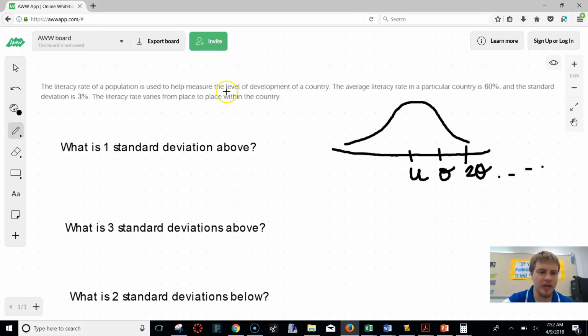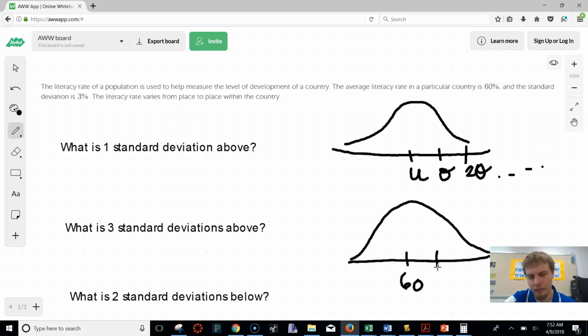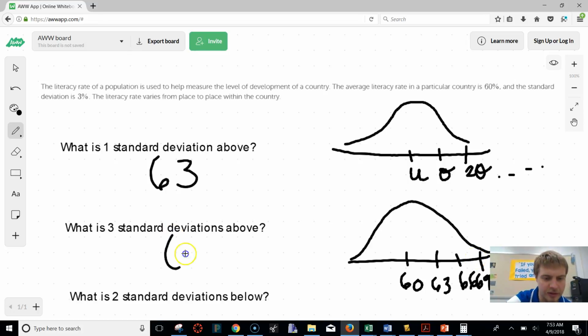So for this first one, they say we have a population with a mean, or an average literacy rate, of 60%. So we have this normal curve, and our middle is 60%. And they say our standard deviation is 3%. So we count by 3% more, so this would be 63, this would be 66, and this would be 69 if we keep going. And then they ask, what is one standard deviation above? Well, one standard deviation above the mean is this 63%. And then they ask, what's 3 standard deviations? Well, we counted that out too, because we go 63, 66, 69, so that would be 69.